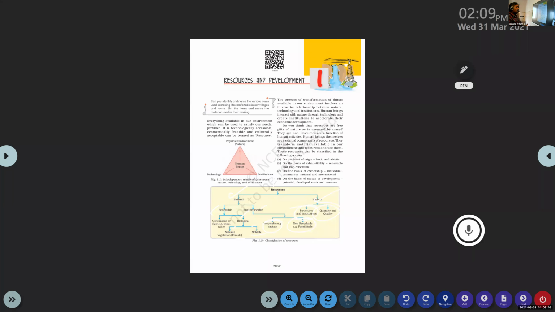On the basis of origin, we can say biotic and abiotic resources. On the basis of exhaustibility, renewable and non-renewable resources. On the basis of ownership, individual, community, national and international resources. And on the basis of status of development, potential resources, developed resources, stock and reserves. These are the different types and the classification of resources.